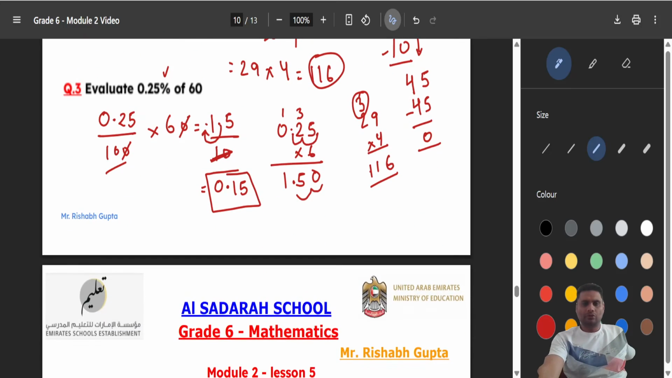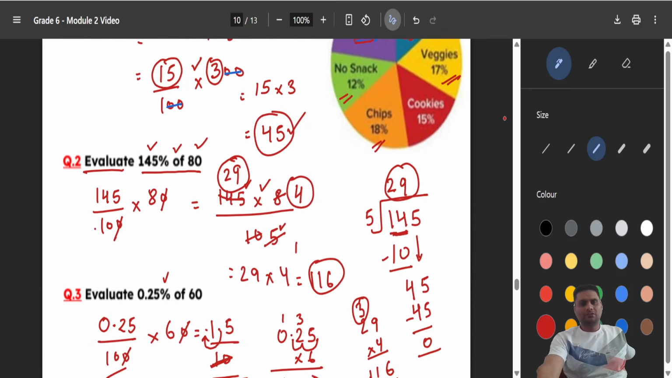So this lesson is over. This lesson was small. You just have to use the same trick. Percent means divided by 100. Of means multiply. If you see 0 in the last, you cut them. Solve it. Multiply, divide, and get the answer.